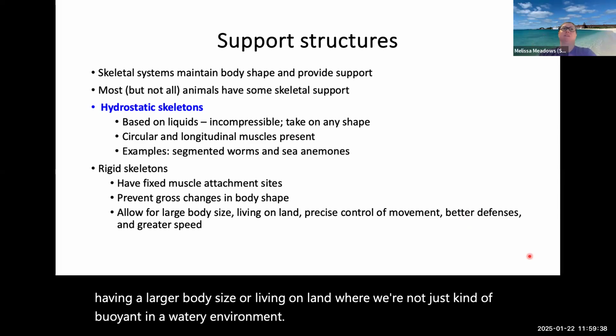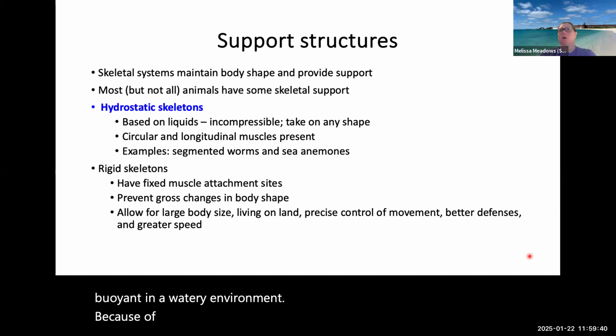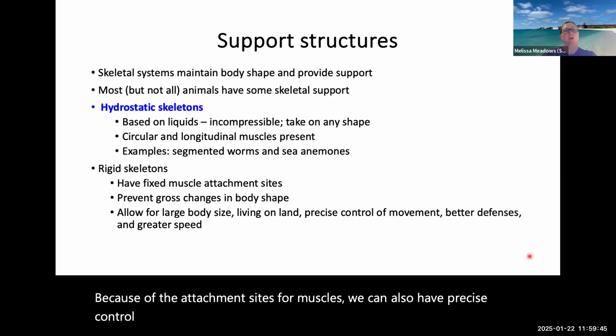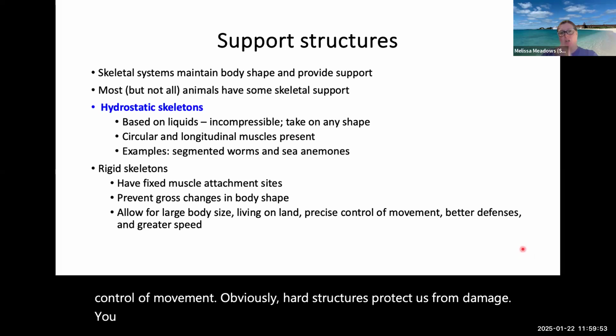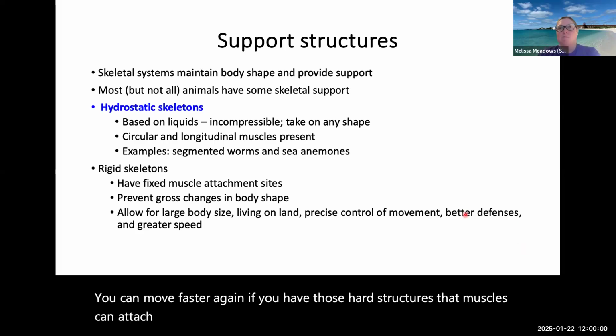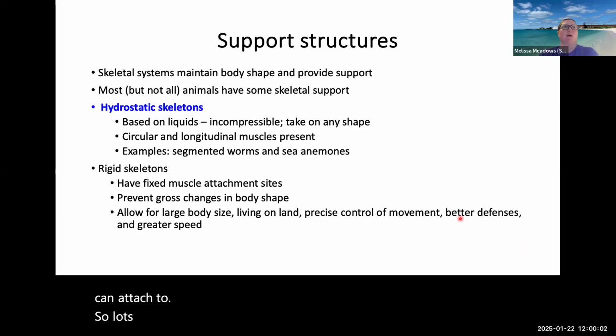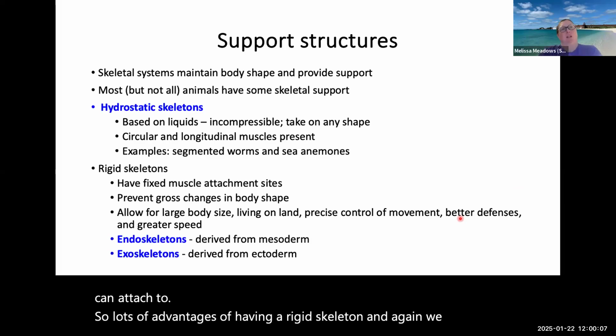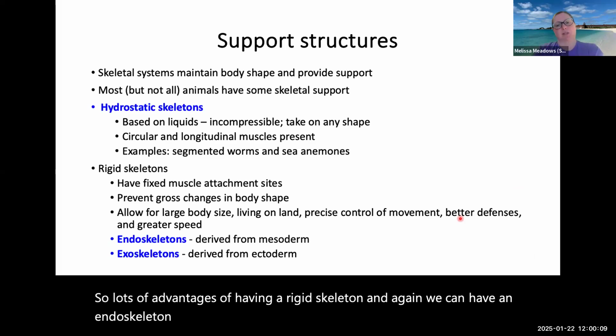Because of the attachment sites for muscles, we can also have precise control of movement. Obviously, hard structures protect us from damage. You can move faster, again, if you have those hard structures that muscles can attach to. So lots of advantages of having a rigid skeleton. And again, we can have an endoskeleton or an exoskeleton.